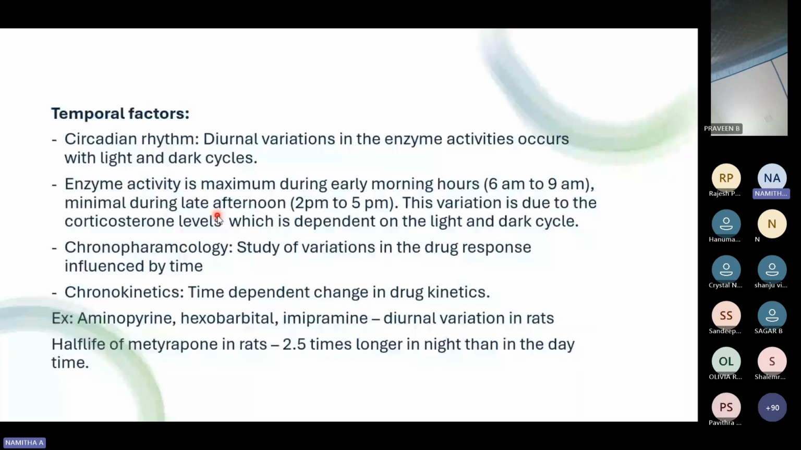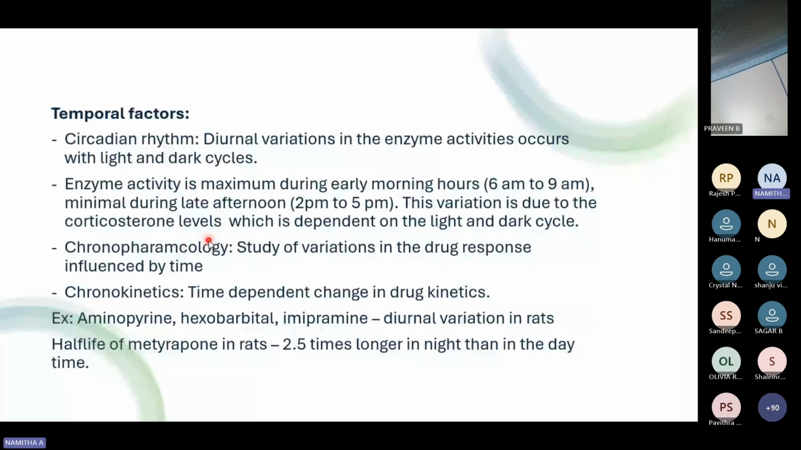Diurnal variations in the enzyme activities occur with light and dark cycles. Enzyme activity is maximum during the early morning hours, that is from 6 a.m. to 9 a.m., and minimal during the late afternoons, from 2 p.m. to 5 p.m. This variation is due to the cortisol levels in the body, which is dependent on the light and dark cycle.